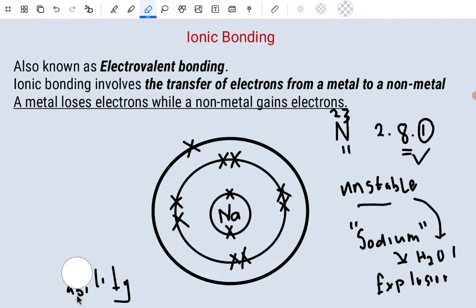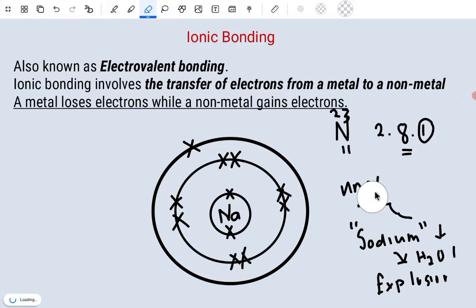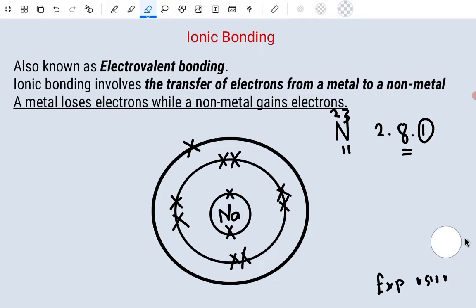Now I think I've explained why these atoms are bonding. If you're asked the question in the exam, why are these atoms bonding, why should atoms bond, you say this is to achieve stability. We have a group of elements in the periodic table, those that belong to group 8.